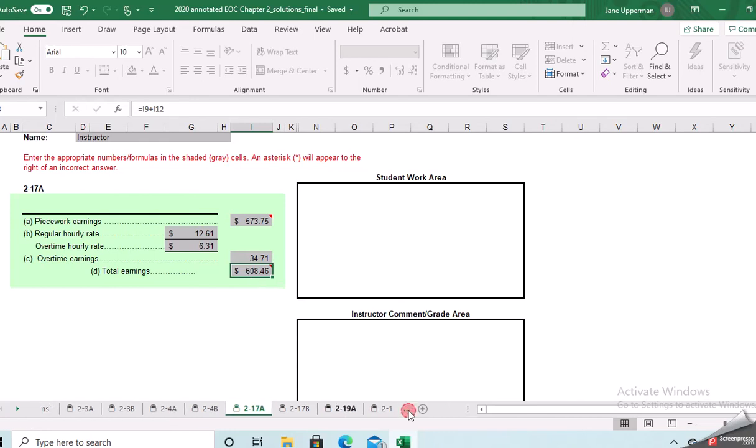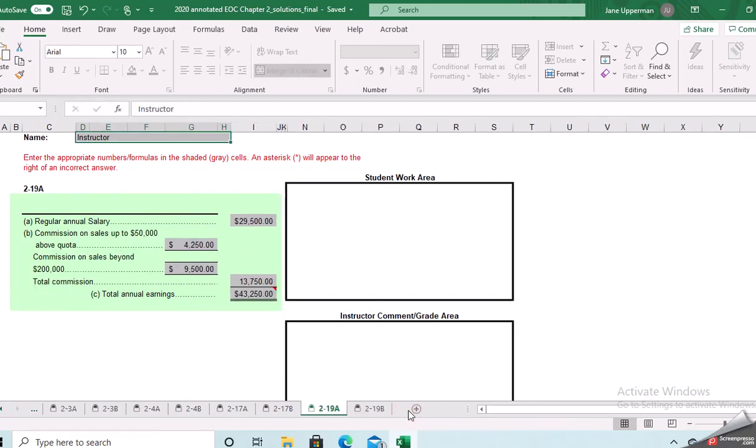Okay, then my next one is 219. It'll be my last one in here. So 219 in problem set A says, Wendy Epstein is a sales representative and earns a salary of $29,500. She receives commission on that portion of her annual sales that exceeds $150,000. The commission rate is 8.5% on all sales up to $50,000 above the quota. Beyond that amount, she receives commission of 10%.